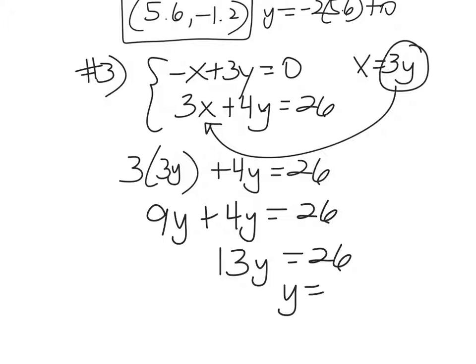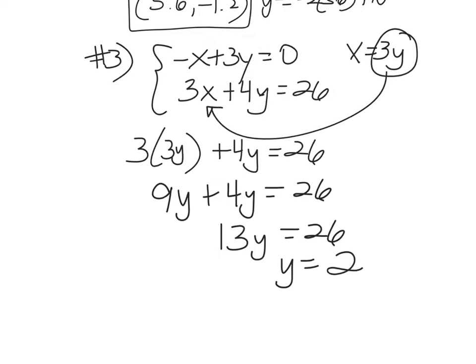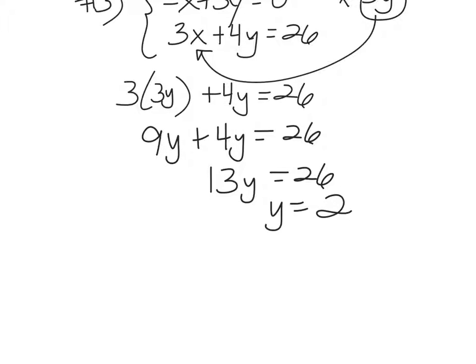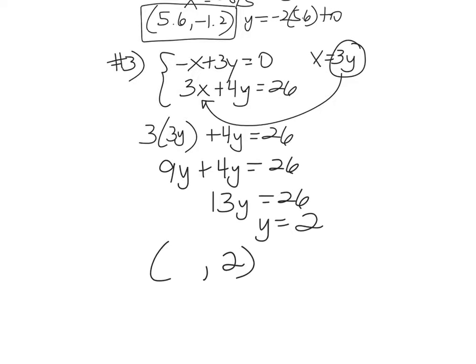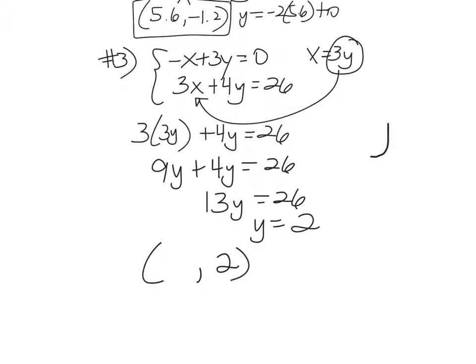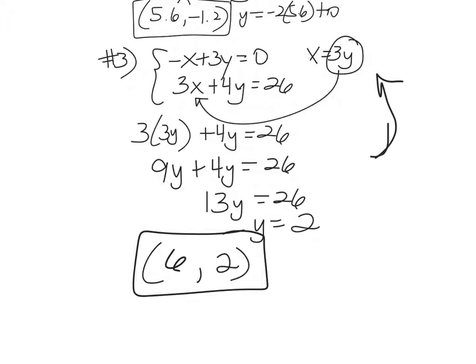Y is 2. Now be careful here, because the last two that we did, we found the x first, and so it's really easy to just go to your point and put 2 in first. But 2 is the y. 2 is the y value, so 2 goes in the y spot. And now let's find out what x is. Go to where x has been solved for. X right here, x is 3 times y. So what would x be? No. 6. 2 goes in for y. 3 times 2 is 6.